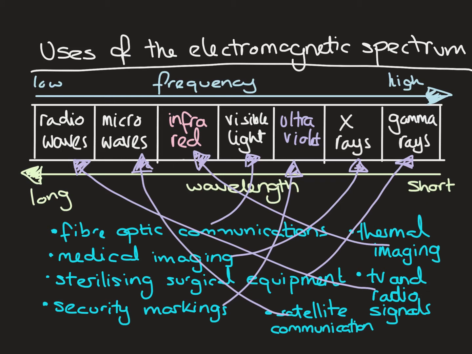Let's see how you did. So, thermal imaging uses infrared radiation. Security markings use ultraviolet waves. If we are looking at fibre optic communications, we're using visible light. If we are looking at TV and radio signals, we are looking at radio waves. If we're looking at satellite communications, we're looking at microwaves. And if we're looking at medical imaging and sterilising surgical equipment, we're going to be looking at X-rays and gamma rays.